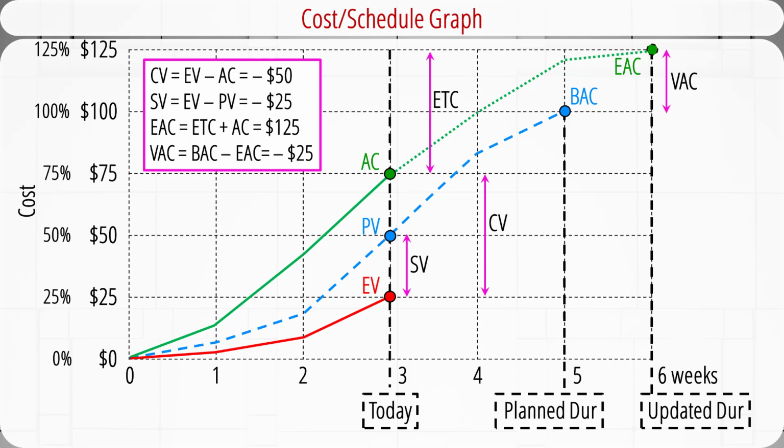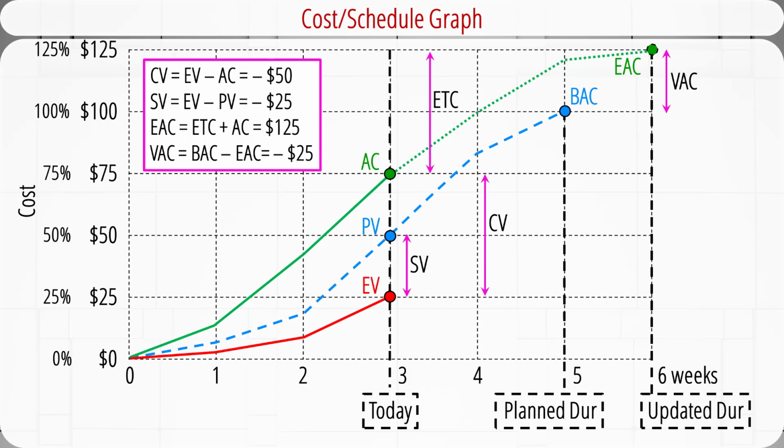On the top left corner, we calculate the cost variance, CV, which is the earned value, EV, minus the actual cost, AC. It equals negative $50. That means we are over budget so far. The schedule variance, SV, is the earned value, EV, minus the planned value, PV. It equals negative $25. It means we are behind schedule.